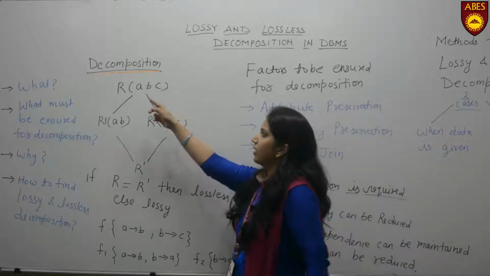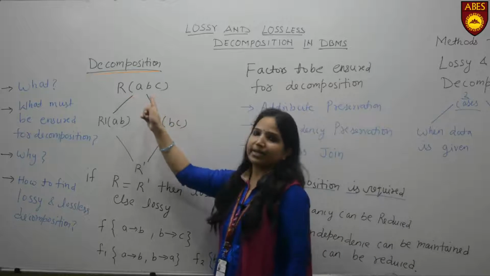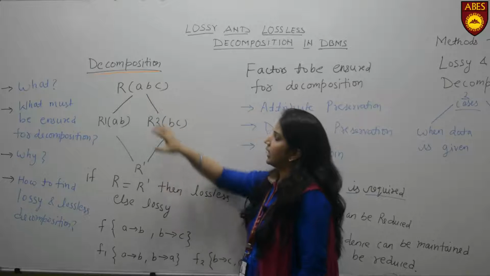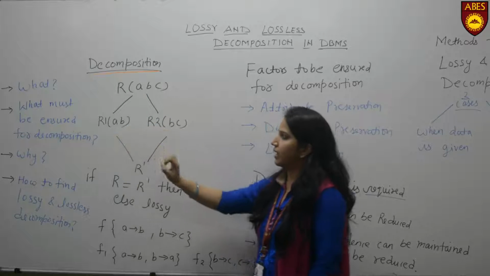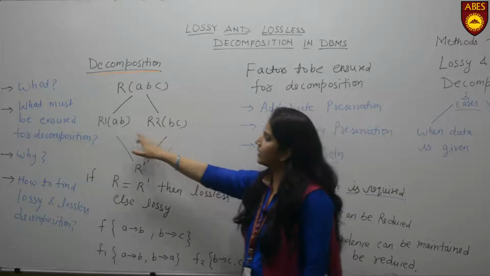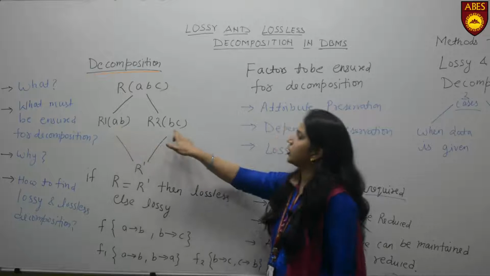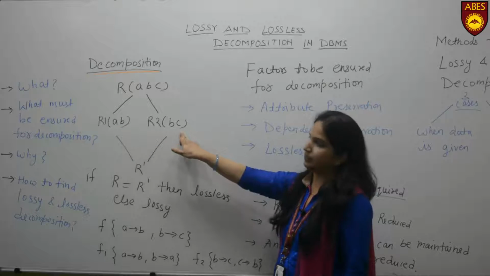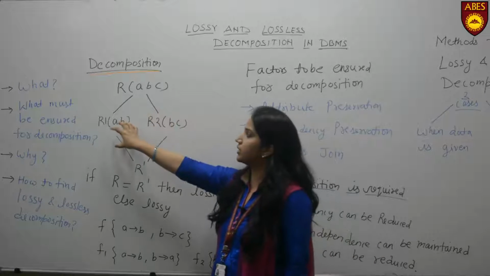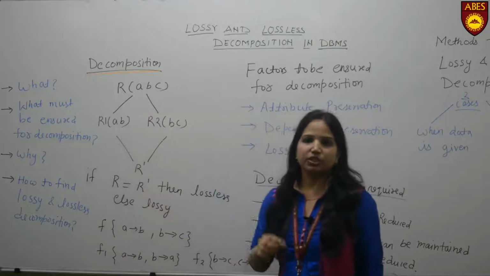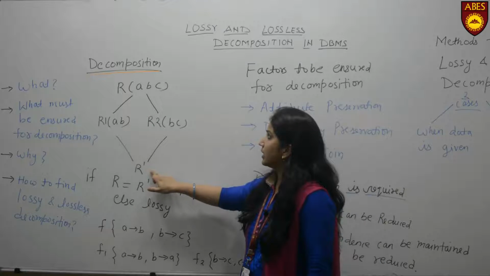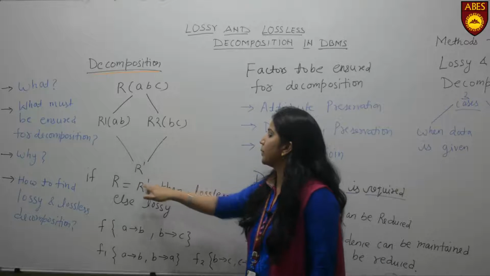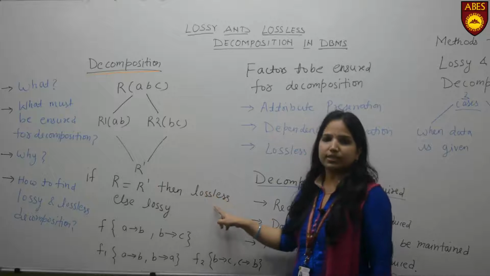For example, this is a relation R. It has attributes A, B, C. It has been split into 2 parts, R1 and R2. R1 has attributes A and B. R2 has attributes B and C. When we combine these 2 split relations into a new relation R dash, then R and R dash should be equal for having lossless decomposition.